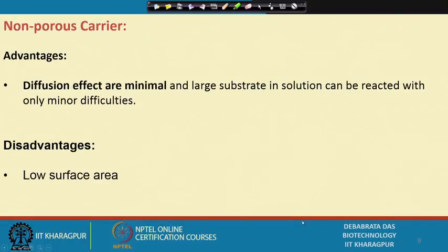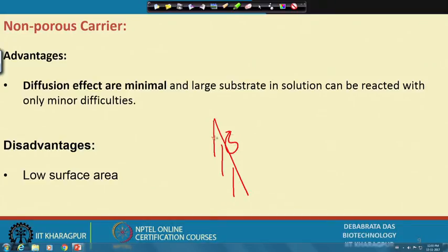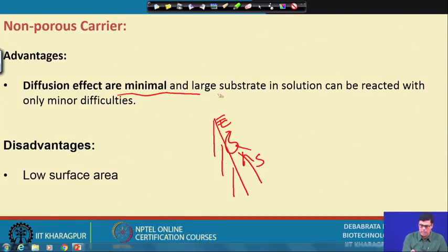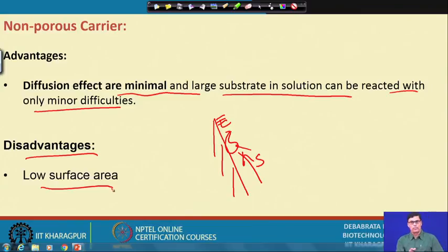Now non-porous, what is the advantage? The diffusion effect is minimal, because it is very obvious. Suppose this is solid matrix and enzymes are immobilized on the surface. When your substrate is coming, it can freely interact with the enzymes. The diffusion effects are minimal, and large substrate in solution can react with minor difficulties. The disadvantage is the lower surface area, because since the surface is smooth, the surface area will be very low.